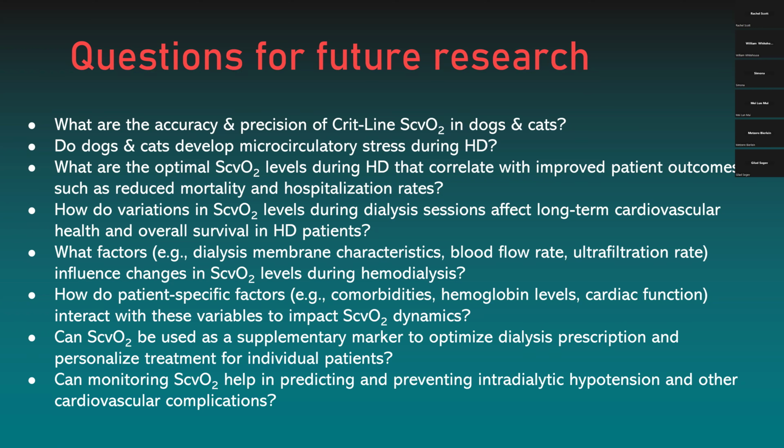And then I came up with some future research questions. Sorry, again, this is a horrendously busy slide, but what is the accuracy and precision of the Crit-Line for central venous oxygen saturation in dogs and cats? It would be good to know. Do they develop any form of microcirculatory stress during hemodialysis treatments or other extracorporeal treatments? When we're using these numbers, what would be the optimum readings? What actually translates to better patient outcomes, reduced mortality, maybe quicker recovery potentially, and then all of these other things that I thought could be good talking points or areas for future research.